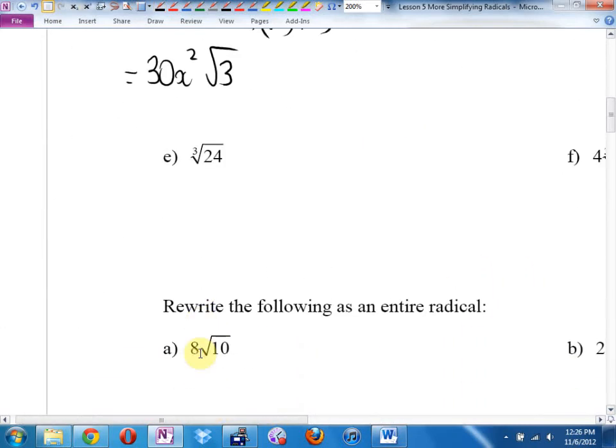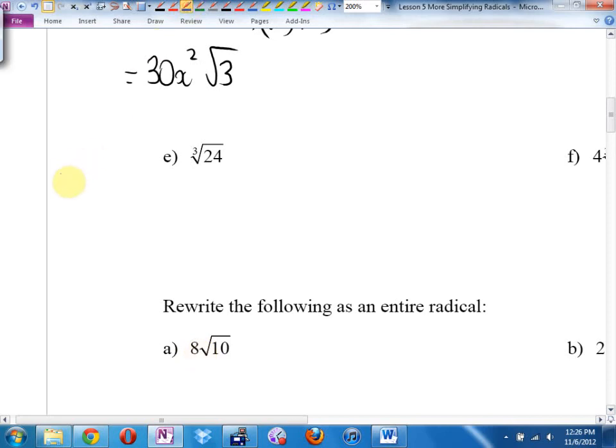E. Oh! What's weird about E? What kind of a root is this? This is cube root. So I'm not going to be looking for perfect squares. I'm going to be looking for perfect what? Cubes. What are the perfect cubes? You know what? Let's write them off in the margin here.